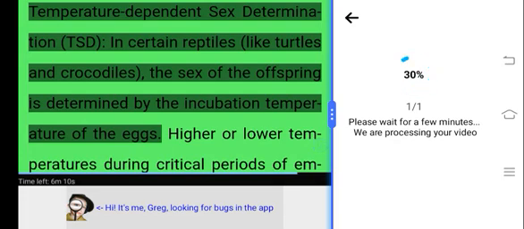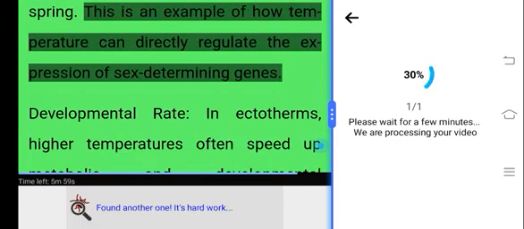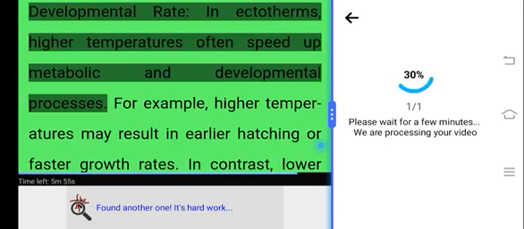Temperature-dependent sex determination (TSD). In certain reptiles like turtles and crocodiles, the sex of the offspring is determined by the incubation temperature of the eggs. Higher or lower temperatures during critical periods of embryonic development lead to the differentiation of either male or female offspring. This is an example of how temperature can directly regulate the expression of sex-determining genes.